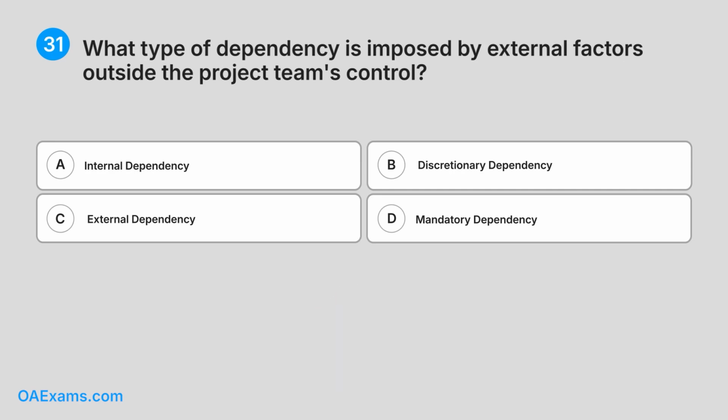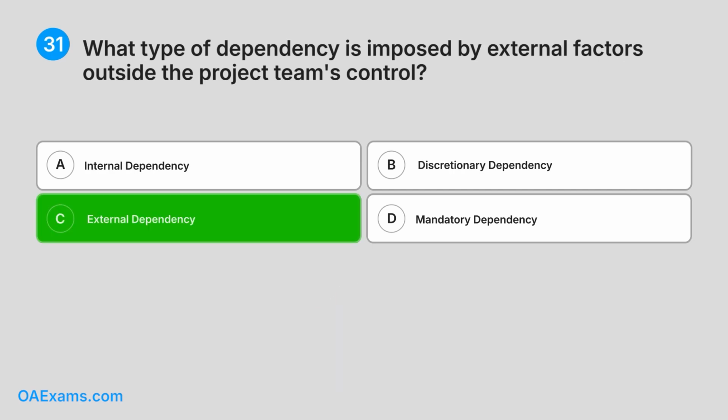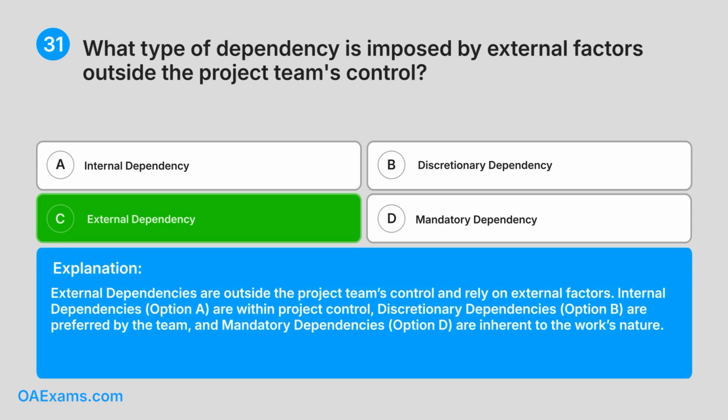Correct answer. C. External dependency. Explanation: external dependencies are outside the project team's control and rely on external factors. Internal dependencies, or option A, are within project control, but discretionary dependencies, option B, are preferred by the team, and mandatory dependencies, option D, are inherent to the work's nature.